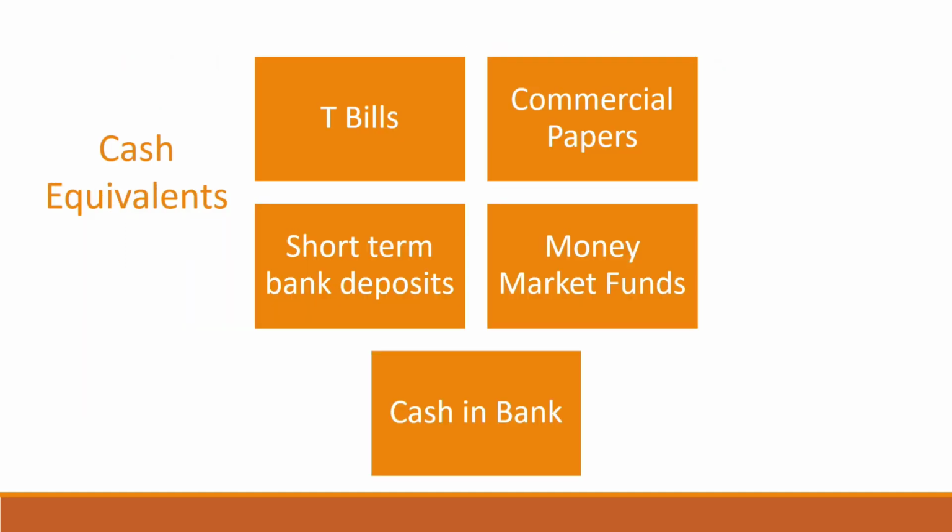In a cash flow statement, we include cash and cash equivalents. Cash simply means money in hand or money kept in the bank. Cash equivalents are short-term investments that can be easily changed into cash. For example, T-bills, or we can say treasury bills, fixed deposits or short-term bank deposits, money market funds, commercial papers. So basically, cash plus cash equivalents is equal to money that's quickly available in the business.